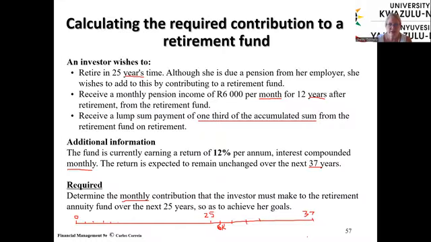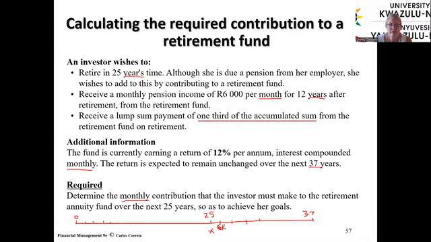So the question is, how much does she need to have? Well, the question is asking, what do these monthly payments have to be such that she has enough here upon retirement to take out 1/3 in cash, and the other 2/3 that she leaves in the fund must be able to generate 6,000 every month for her for the next 12 years.